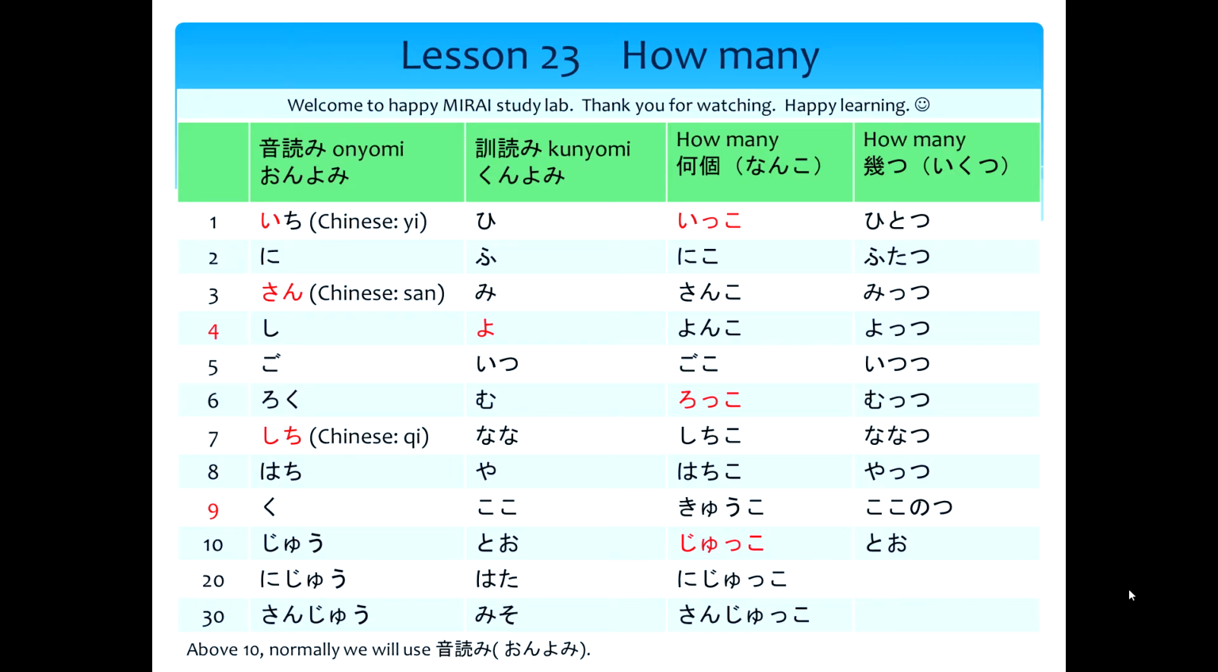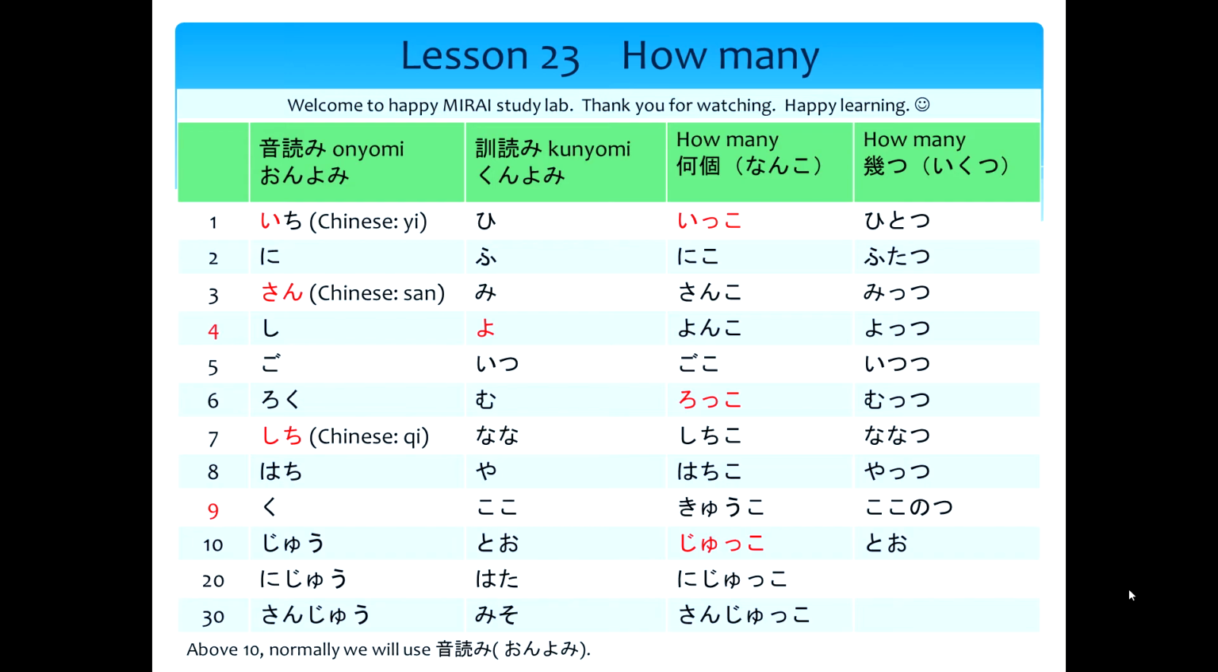All right, so let's look at the last column, how many using ikutsu. This is kunyomi, the original Japanese pronunciation. It was created mainly by referring to the meaning and the Japanese kanji. For example, one is hitotsu, two futatsu, three mitsu, four yotsu, five itsutsu, six mutsu, seven nanatsu, eight yatsu, nine kokonotsu, 10, to.